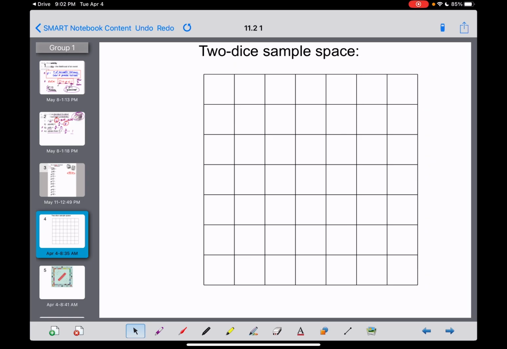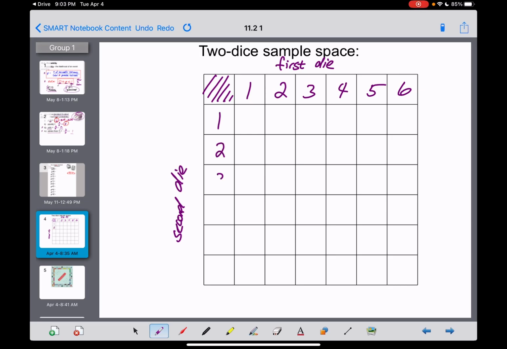Okay, on this sample space, here's what we're going to do. We're going to talk about the first die up here on the top, and then the second die is going to be over here on the left. Now, when you toss that first die, you've got 6 possibilities. We're going to not use this box right here, guys. Your first die could give you a 1 or a 2 or a 3 or a 4 or a 5 or a 6. The second die, same possibilities. You could roll a 1, 2, 3, 4, 5, or 6.